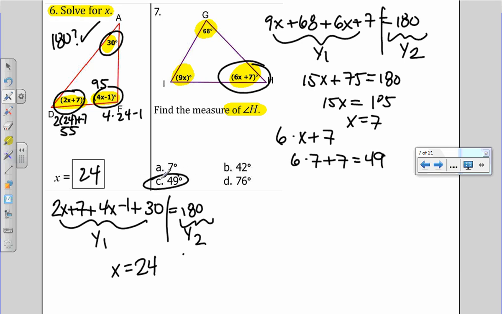49 is a much more reasonable answer here for this angle. 7 degrees would be something very, very tiny. So if you get 7, you might want to think again. It's not x. We're not asked for x here, we're asked for the measure of angle h.